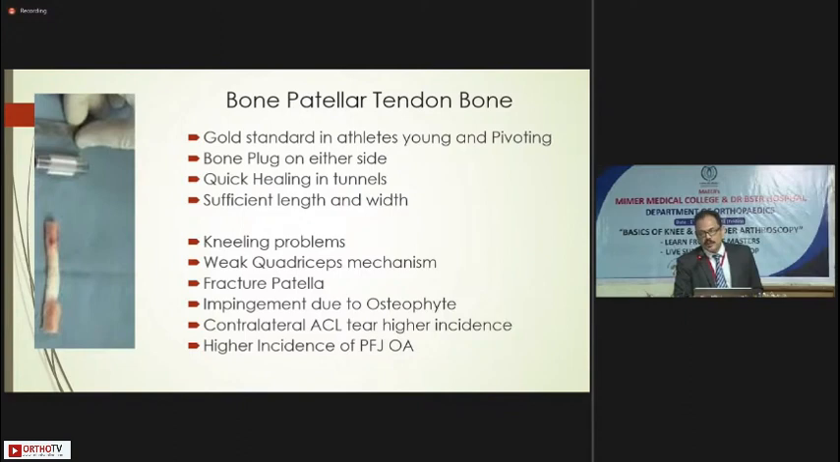There are certain papers which say that there is a high incidence of contralateral ACL tear in these people in whom you've taken the patellar tendon graft. High incidence of patellofemoral OA as well.